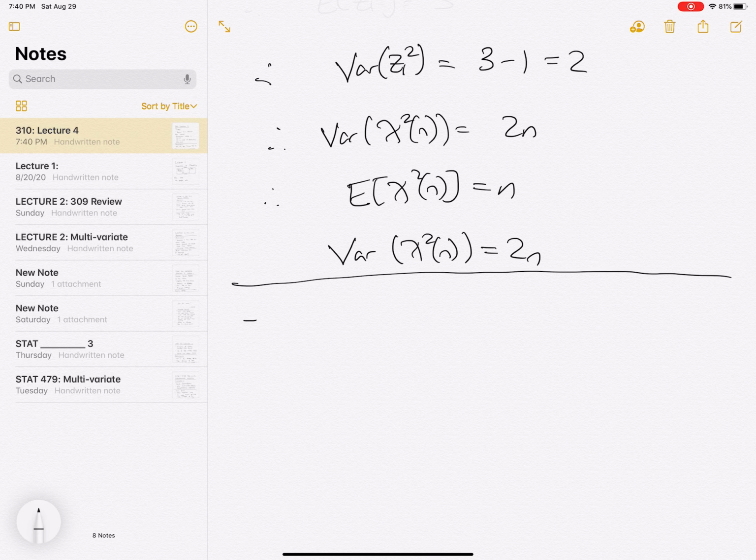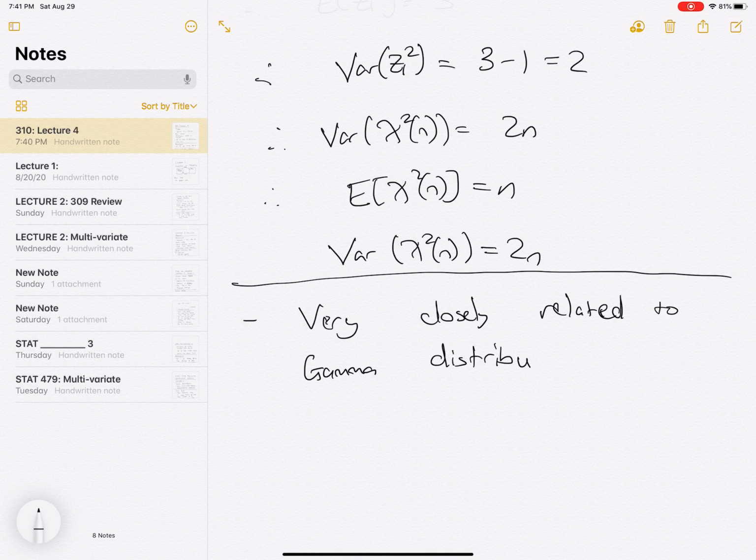And just another thing to think about, to give you some intuition, is that this is very closely related to the gamma distribution. Remember, the gamma distribution has a support on 0 to infinity as well. You can actually show an exact equivalence between the chi-squared distribution and the gamma distribution, and I'll leave that for you to think about as an exercise.